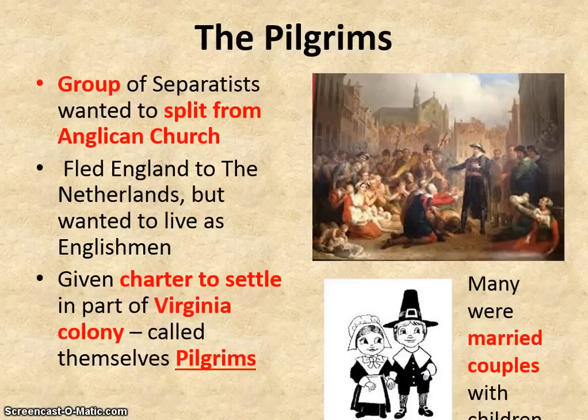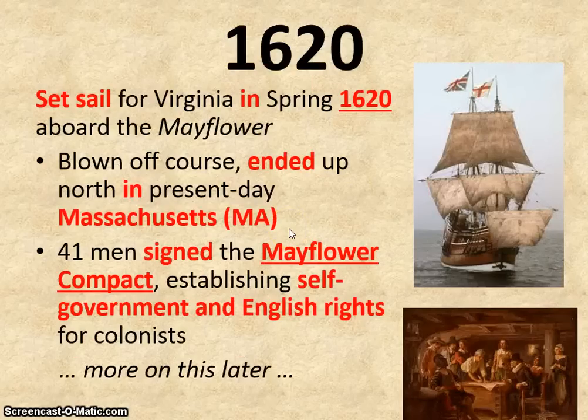One of these groups was called the Pilgrims. This was a group of separatists. They rejected the teachings of the Anglican Church, and they wanted to separate themselves from it. So they initially left England to go to the Netherlands, but they wanted to live as Englishmen, and truthfully, the people in the Netherlands didn't really want them either. So they were given a charter to settle in part of the Virginia colony, and they called themselves the Pilgrims. Now, unlike the case of Jamestown, which was founded by young men, many of the Pilgrims were married couples who had children already.